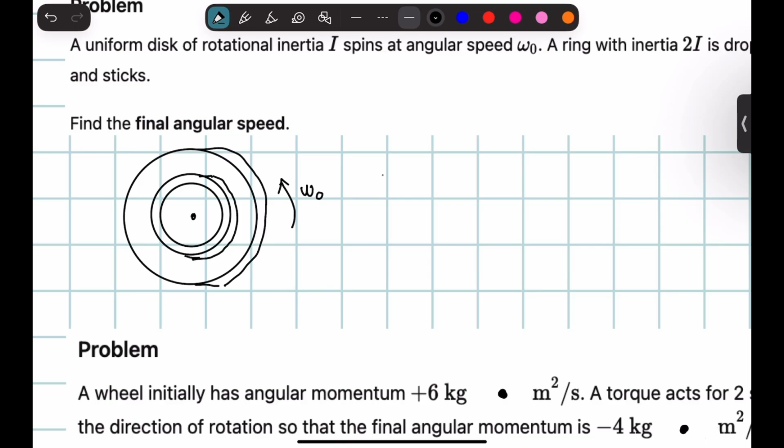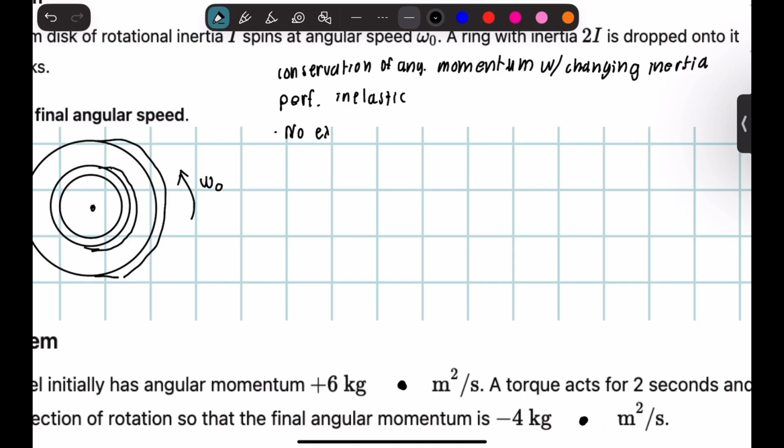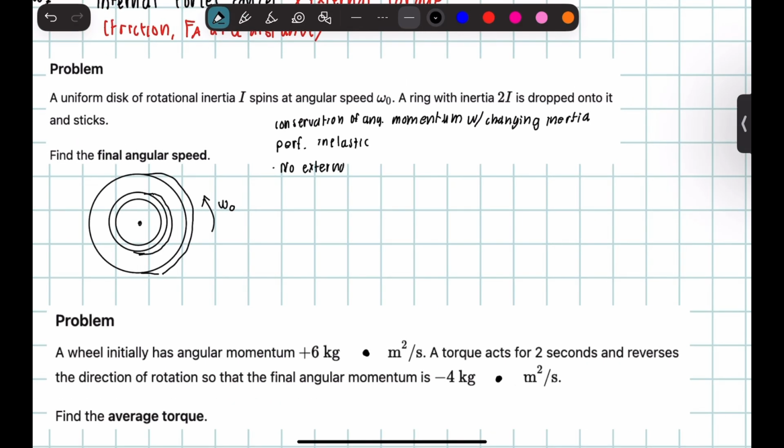So now they stick, and if they stick, you know that it's perfectly inelastic, and you also know that you can use conservation of angular momentum with changing inertia. So let's check for external torque. There's actually no external torque, which is why we can use this.